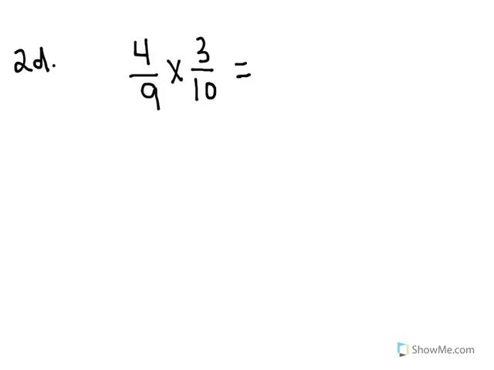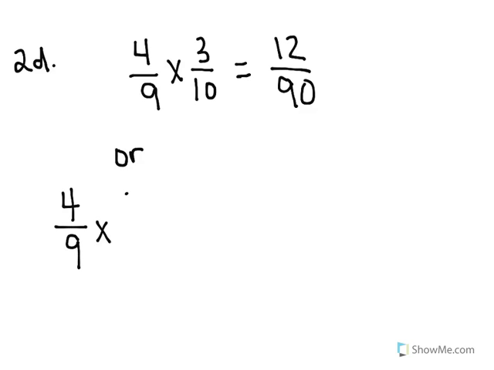We can say 4 times 3 is 12, and that would be our numerator. And 9 times 10 is 90, and that would be our denominator. Which is great. We have an answer to the problem. However, 90 is a big number. It's not the most friendly number to work with, which is why we would like to practice using that cross-divide strategy, where we're looking for common factors.